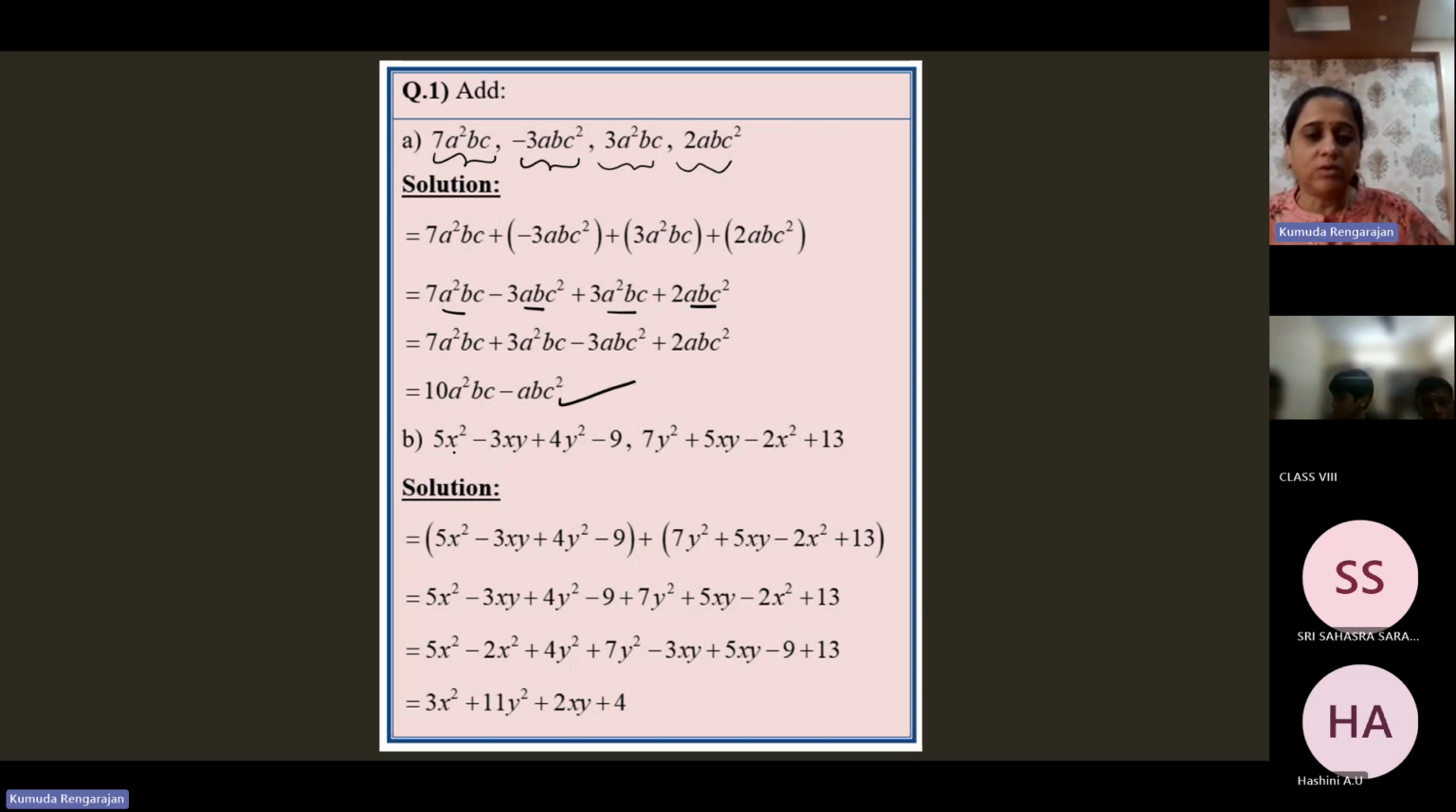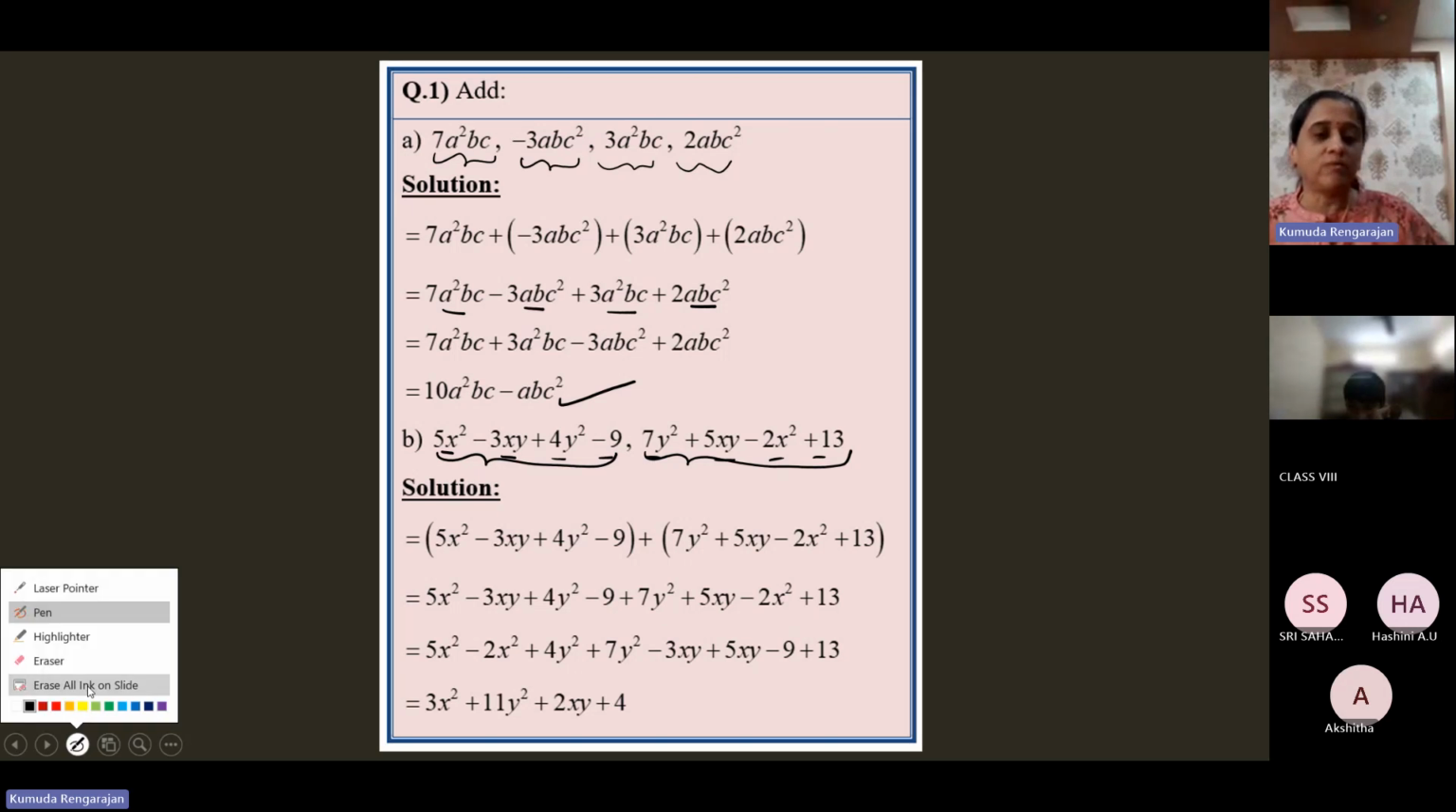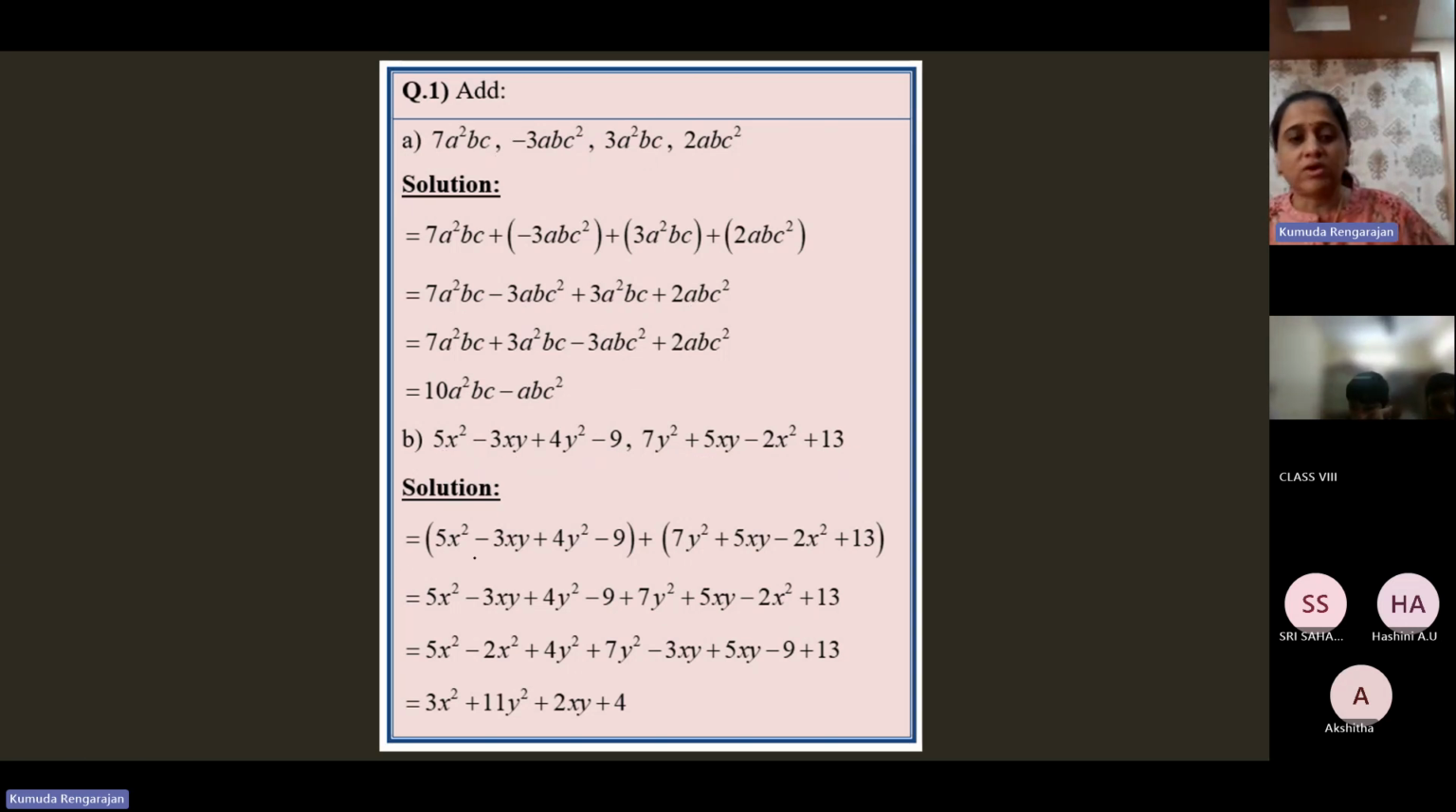In the second one, we have 1, 2, 3, 4. This expression has 4 terms. Here 1, 2, 3, 4. This expression also has 4 terms. You will have to find the sum of these 2 expressions. So write the 2 expressions in brackets, connect the brackets with a plus sign, and further you know how to finish it.